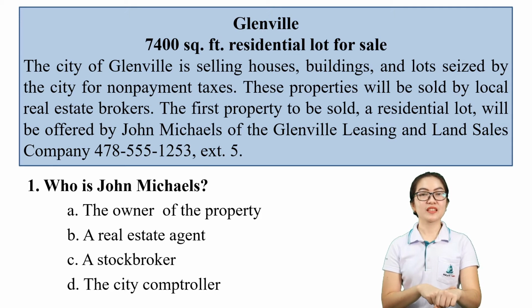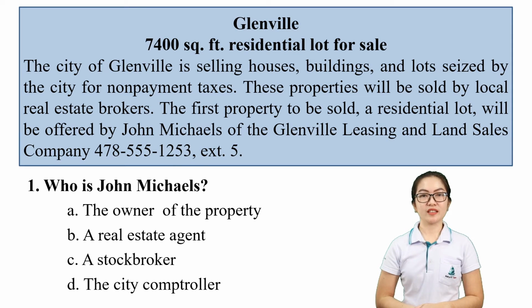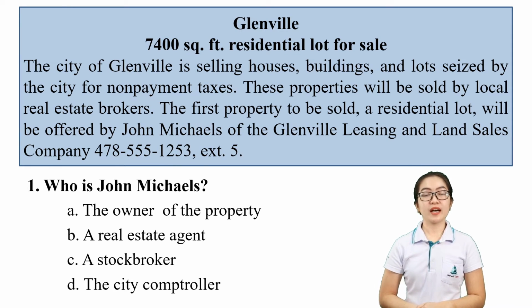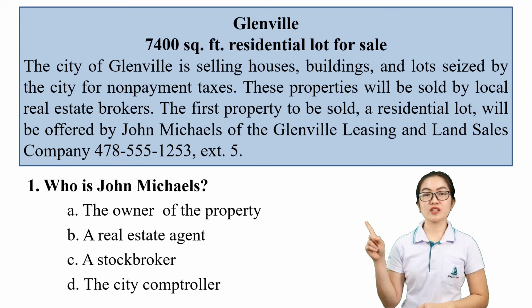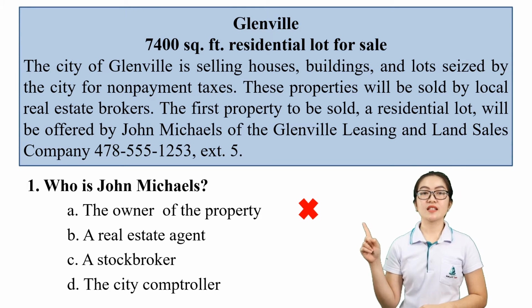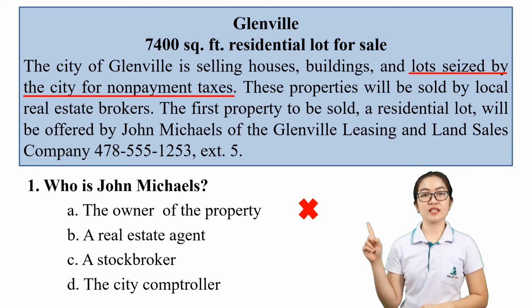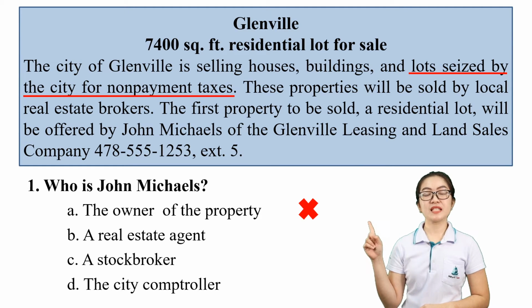Time's up. Let's start number 1. Who is John Michaels? This is an example of a detailed question, therefore, we are looking for a specific answer. Letter A, the owner of the property, is not a choice since the lots are seized by the city for non-payment taxes.